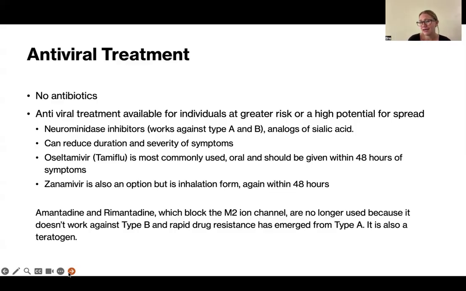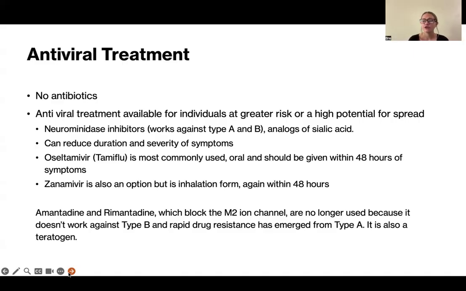Brand name is usually Tamiflu, but oseltamivir is the generic name, and that's usually what you have to know if you're in pre-med or med school. It's the most commonly used one. It's oral. It just has to be given within 48 hours of symptoms, okay? But this is what's used usually in hospitals, pretty much any setting.